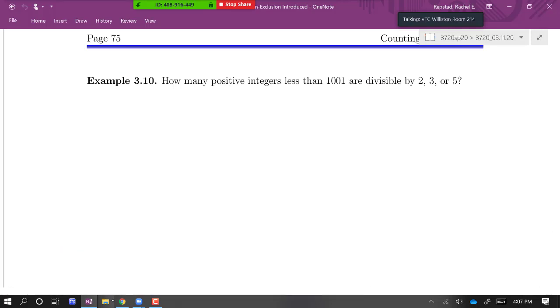All right, so now we'll do some counting. We want to know how many positive integers less than 1001 are divisible by 2, 3, or 5. We did one that was kind of similar, where we just said how many are divisible by, I think we just had 2 numbers there. So let's split this up into pieces. We could let A be the set of integers that are divisible by 2.